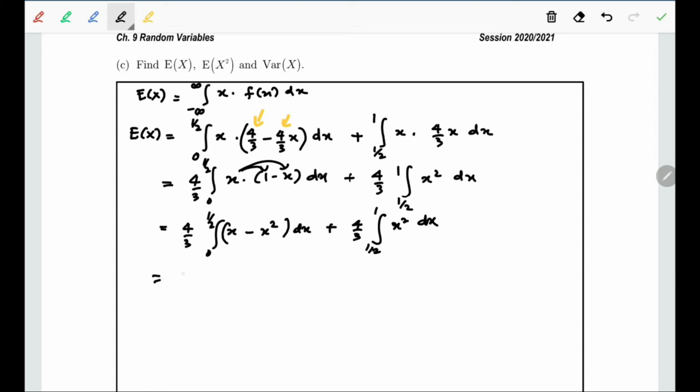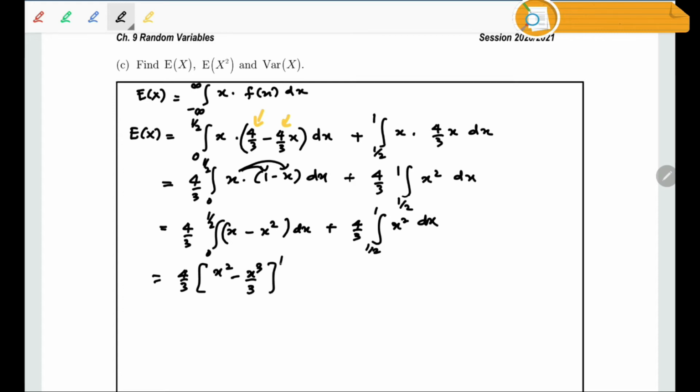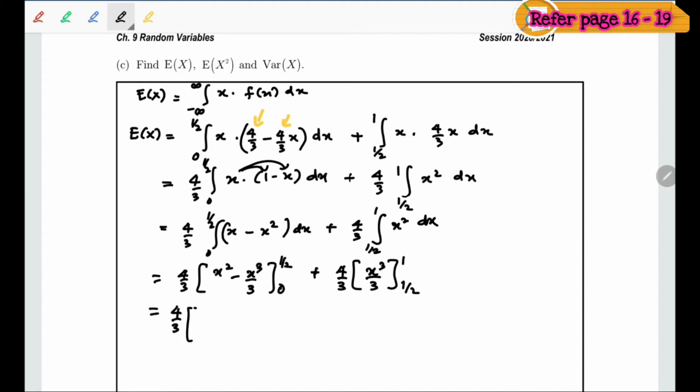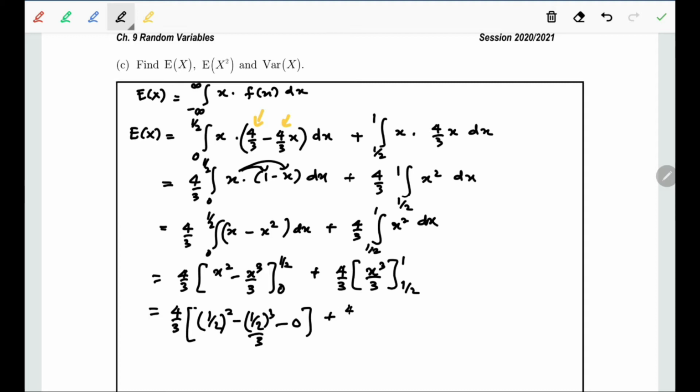Then we are going to integrate. So integrating this will give you x square minus x cubed over 3 with the limits, plus 4/3 multiplied with the x cubed over 3 with its limit. Then substitute. You have to substitute every single thing. So 1 over 2 squared minus 1 over 2 cubed over 3, minus 0, plus 4 over 3 multiplied with 1 cubed over 3 minus 1 over 2 cubed over 3. So you just need to calculate, and you will get the final answer. You get 1 over 2 for the expected of x.